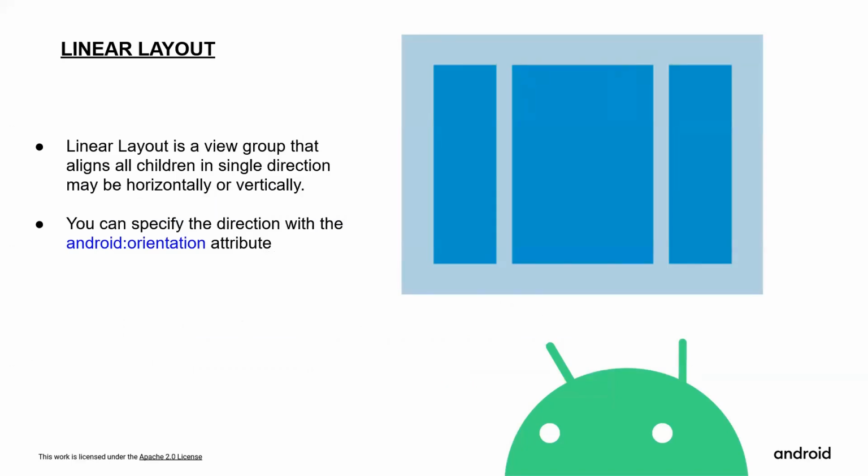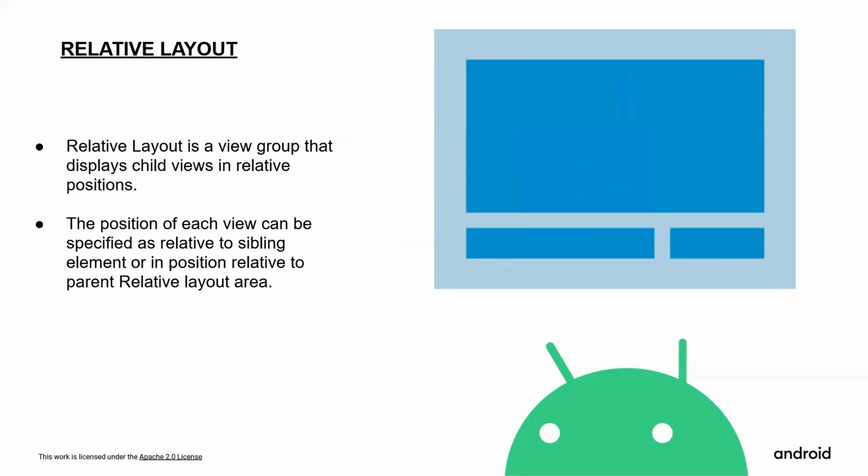Now coming to the linear layout. Linear layout is a view group that aligns all its children in a single direction, maybe horizontally or vertically. You can specify the direction with the android:orientation attribute, and you can specify whether it is horizontal or vertical. Now coming to relative layout, it is a view group that displays child views in relative position. The position of each view can be specified as relative to a sibling element or in a position relative to the parent layout area.